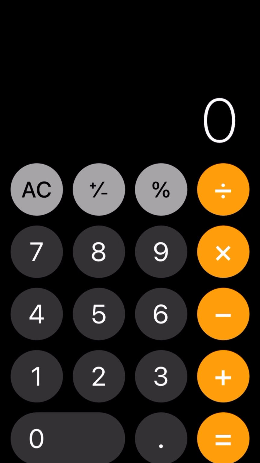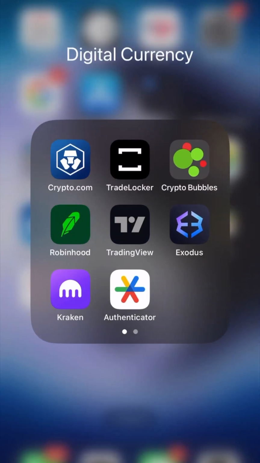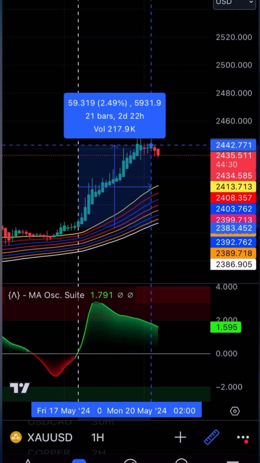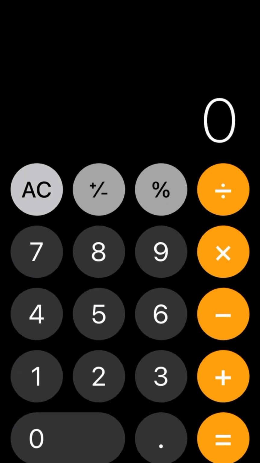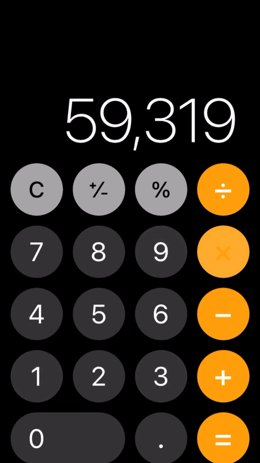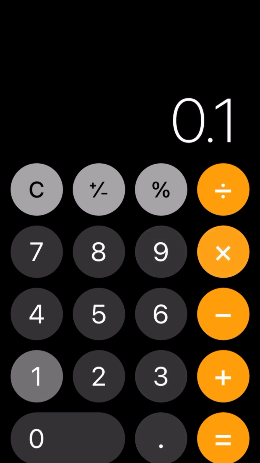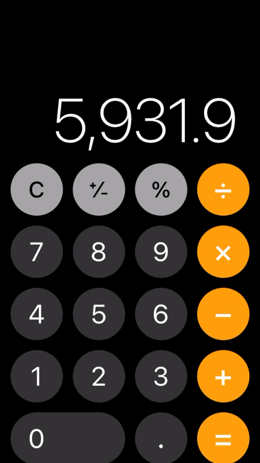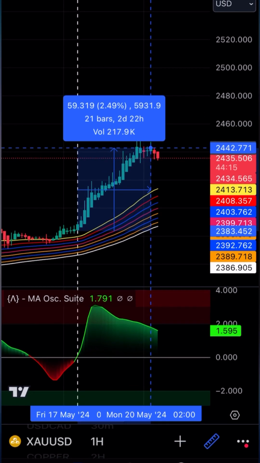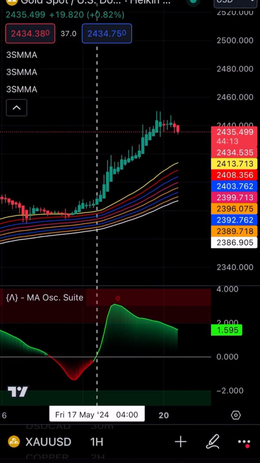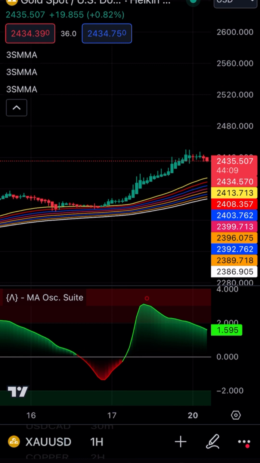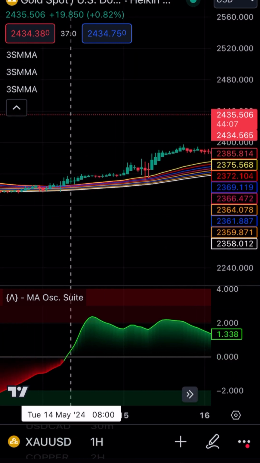So that was 1 cent. 59319, something like that. And then if you did this by 10 cents, you would have made $5,931. So it all depends on how big your balance is, but I would start small and work my way up. So that's the first one right there. So let's check this next one here.